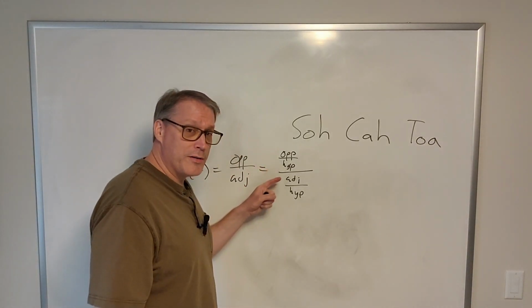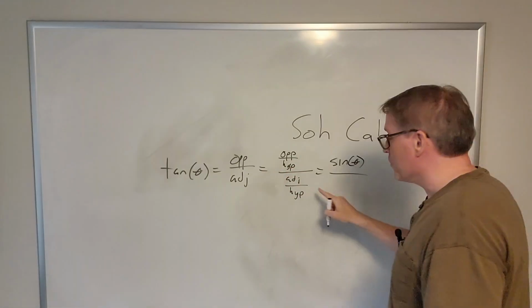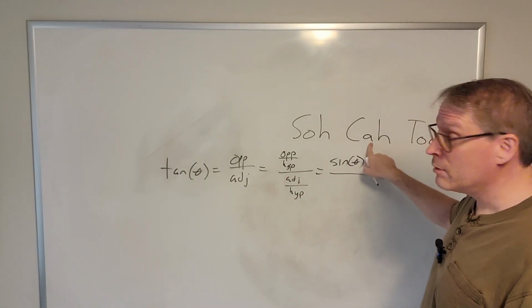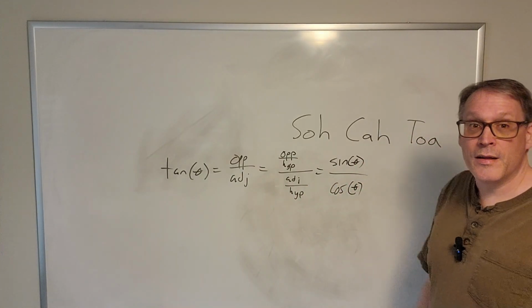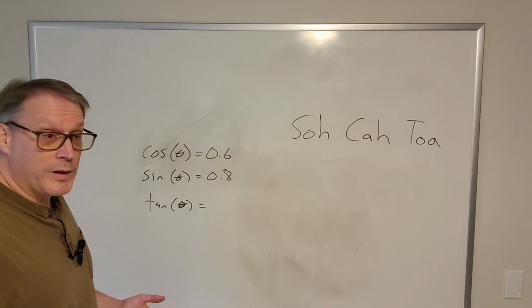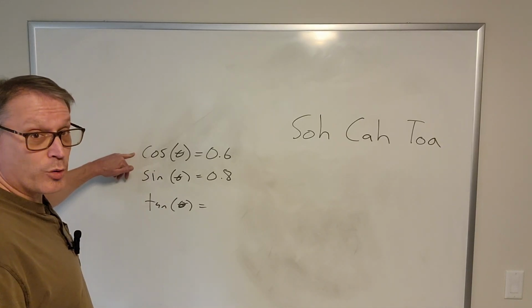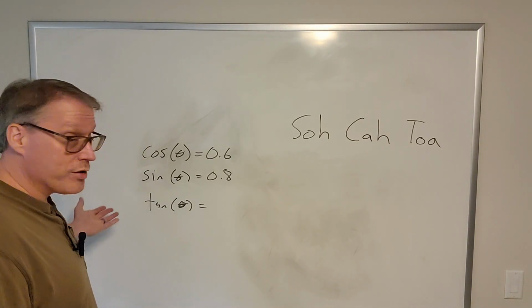But what's opposite over hypotenuse? Sine. What's adjacent over hypotenuse? Cosine. Tangent of theta is sine theta over cosine theta. That comes in very handy. So given a problem like this, they give you cosine of theta is 0.6, sine of theta is 0.8. What's the tangent of theta?